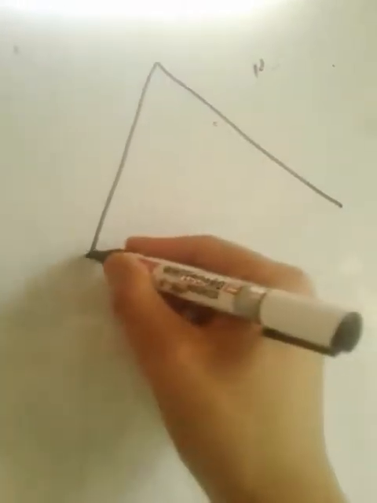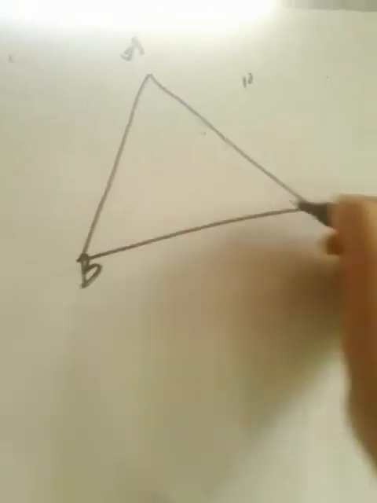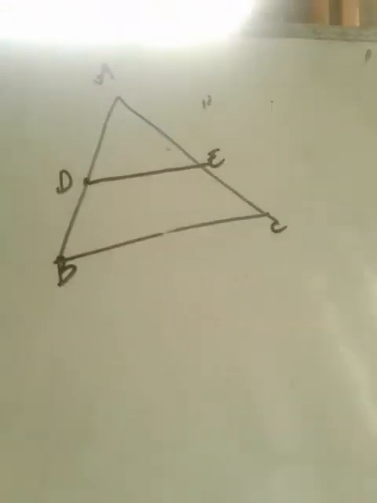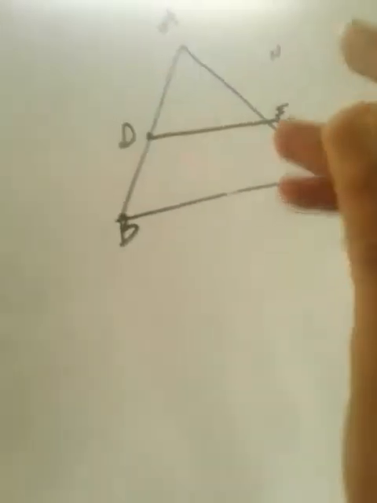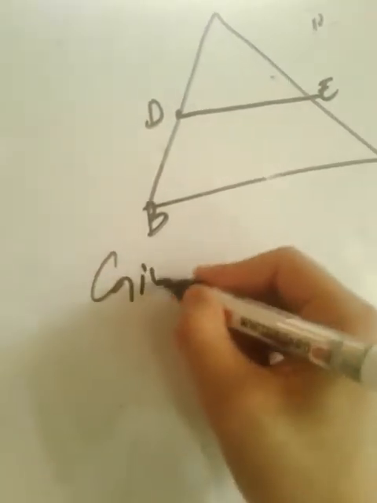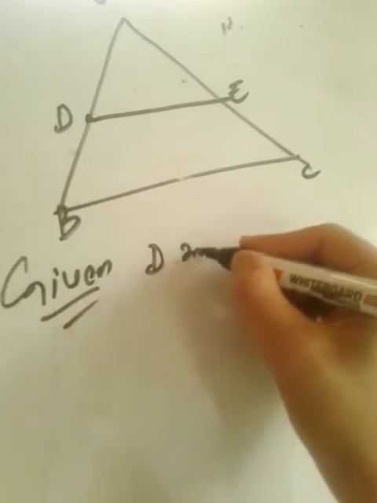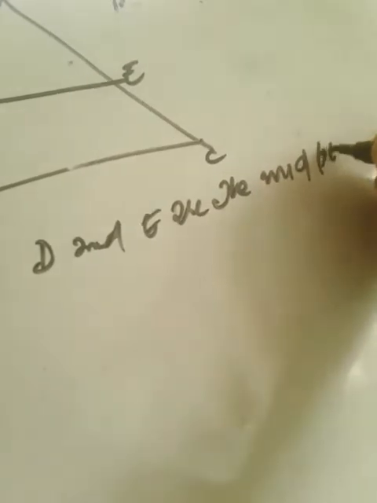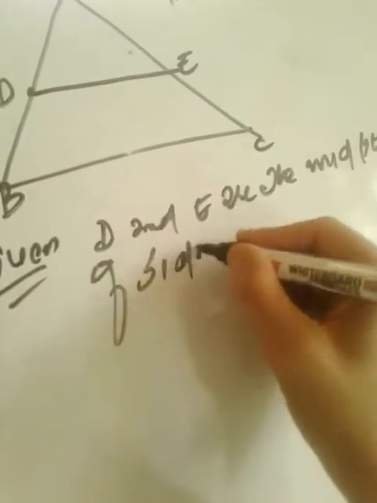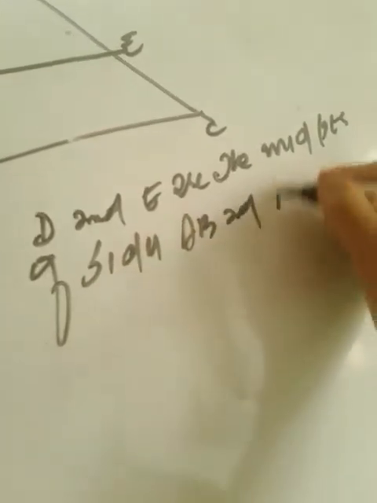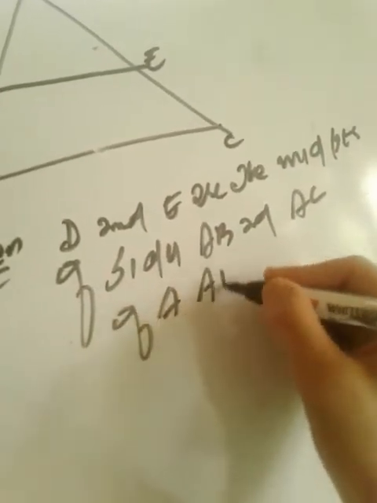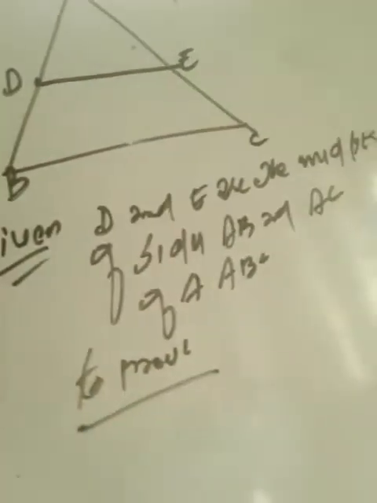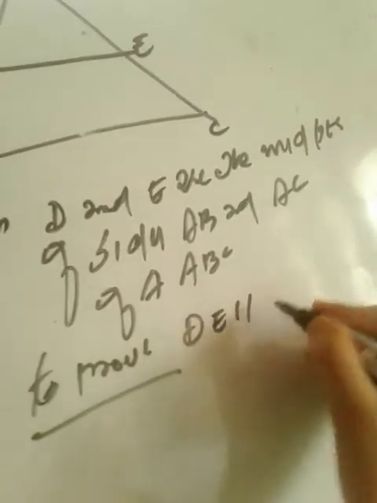So what we are given is a triangle ABC, and D and E are the midpoints of AB and AC. We have to prove DE parallel to BC. First of all, we will write the given. D and E are the midpoints of sides AB and AC of triangle ABC. To prove: we have to prove that DE is parallel to BC.